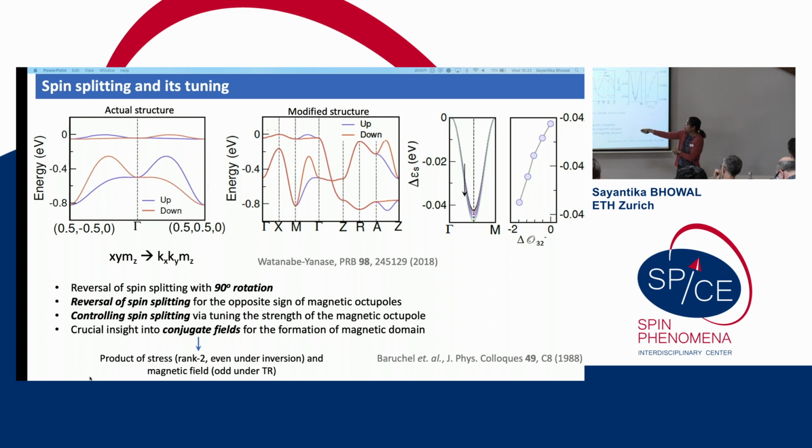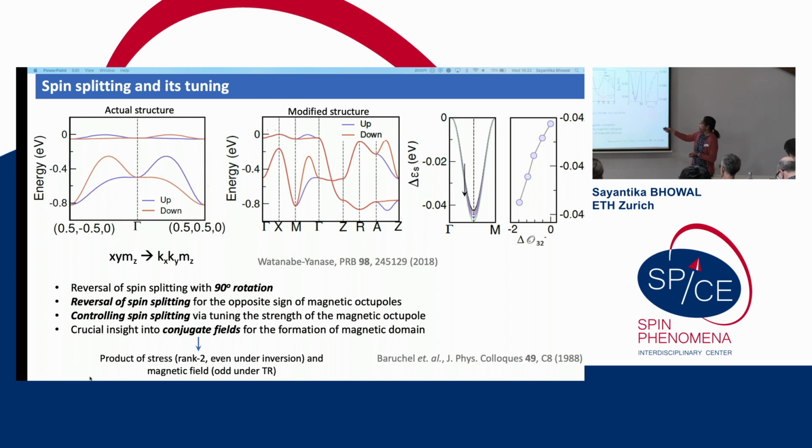And this is also what we see in our band structure. So if we rotate the momentum direction, so if we go along the 1 minus 10 direction, then the spin splitting also switches. Now, we also check the band structure of our modified crystal structure, which has the opposite sign of the magnetic octupole. And here we see that the spin splitting also switches sign. So this is expected because the magnetic octupole already has opposite sign in this case.